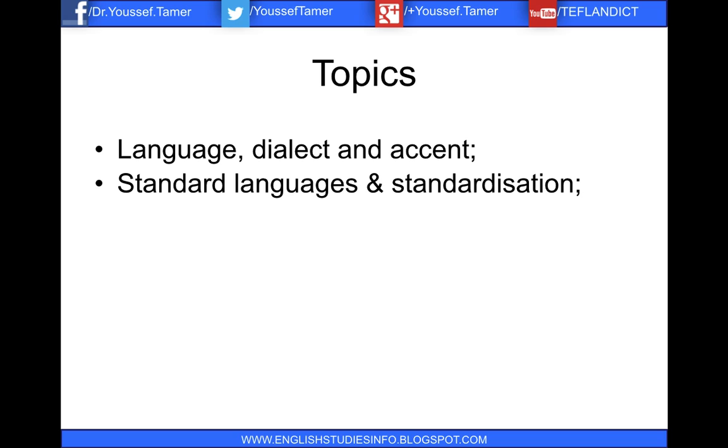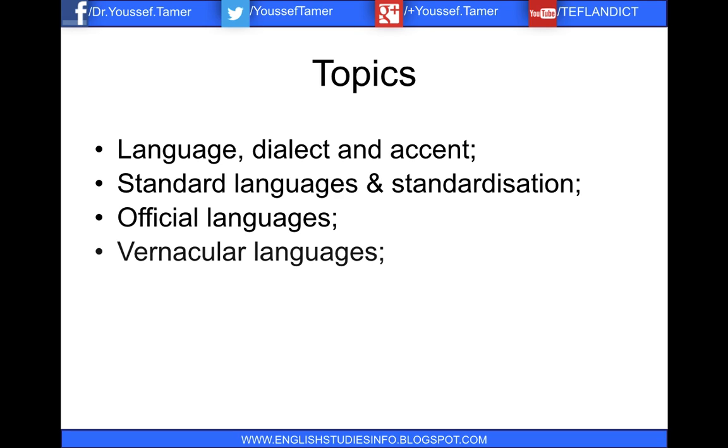Other topics will be standard languages and standardization, because every speech community should have a kind of standard language, which is chosen to be the national official language. This kind of standard language used to be a kind of dialect. Then this dialect was standardized, so we'll see what they do in order to standardize the dialect to become a standard language. Official languages, we'll see that as well. Vernacular languages, the vernaculars.